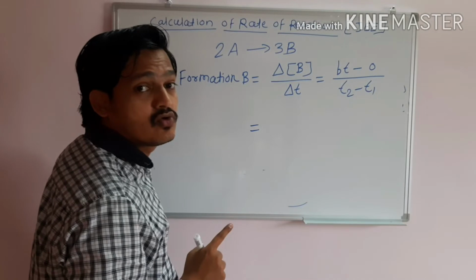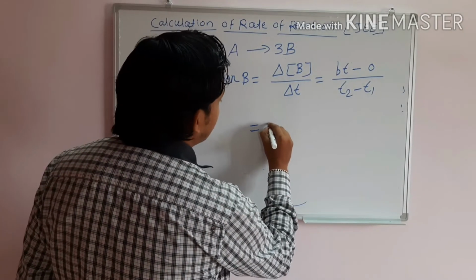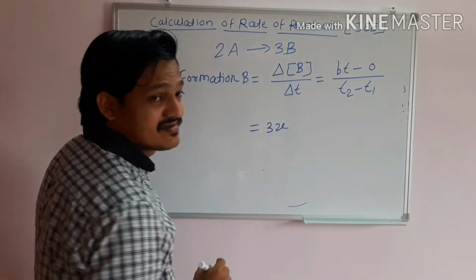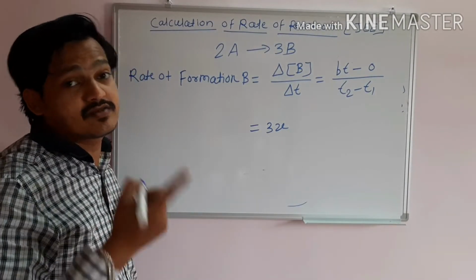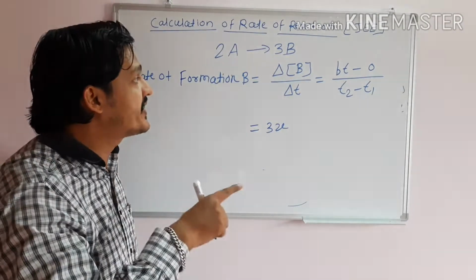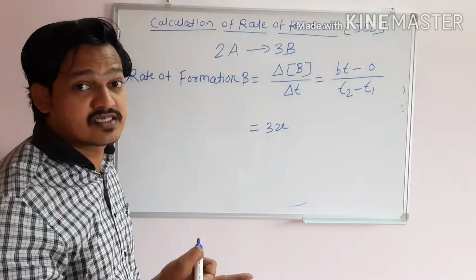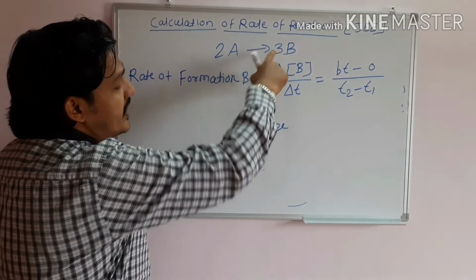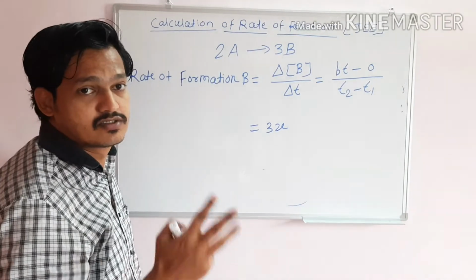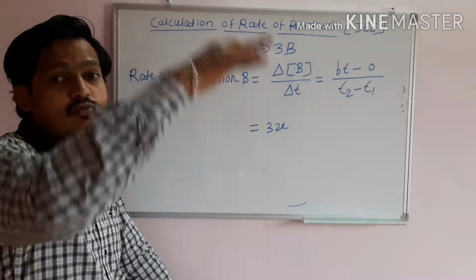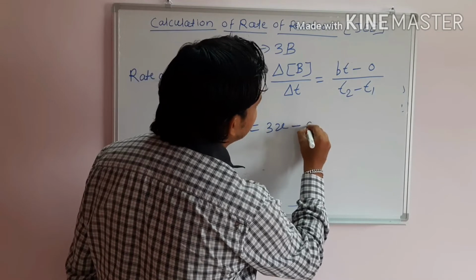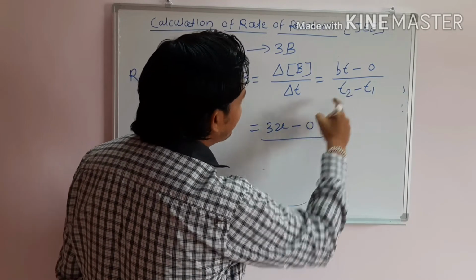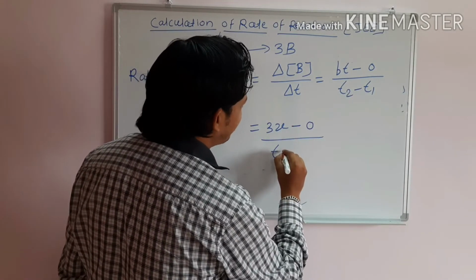Bt is equal to thrice of x. Remember that At is equal to A0 minus twice of x, and Bt is equal to thrice of x, because the stoichiometric coefficient of the product is 3. So 2 moles went and 3 moles formed. Thrice of x minus 0 divided by final time. Final time is equal to t.